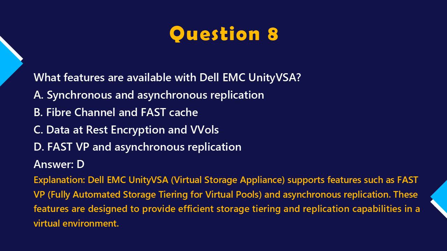Question 8. What features are available with Dell EMC Unity VSA? A. Synchronous and asynchronous replication. B. Fibre Channel and FAST Cache. C. Data at rest encryption and vVols. D. FastVP and asynchronous replication.